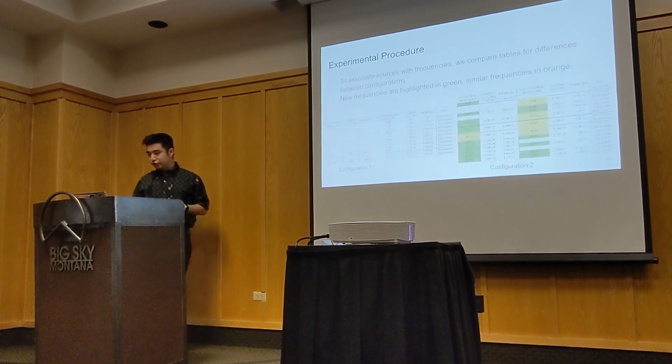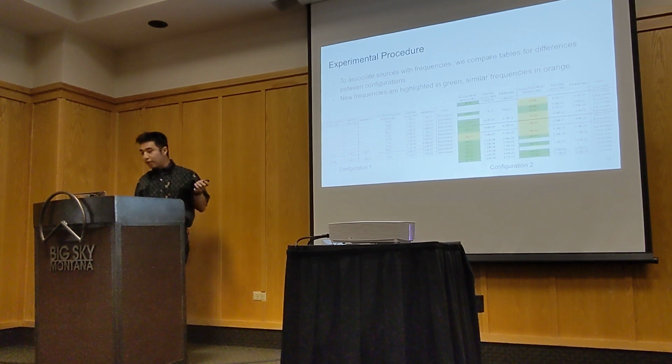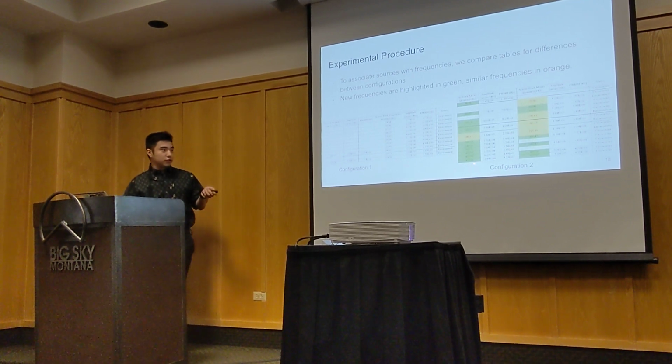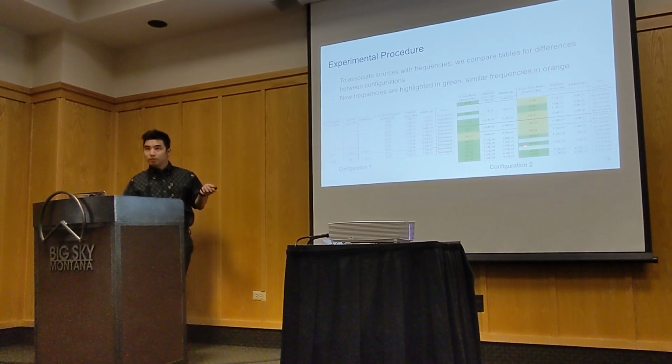And then really what we're interested in is to associate the sources with frequencies, so we compare the tables for differences between configurations. As an example here, say you have configuration n and n-1, right? New frequencies in configuration n are highlighted in green, and similar frequencies are in orange. Between these two configurations, for example, the only difference was the cryocooler on.